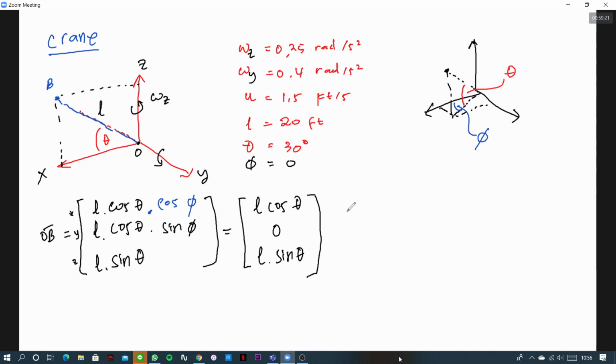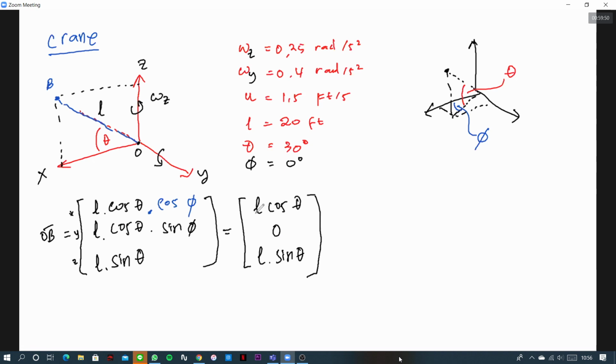This is for this position, but we also notice that it has omega z, so it means it will rotate. At some point, it will rotate. It will not be p equal to 0 forever. Only at this instant, p equal to 0. But somehow it will rotate.